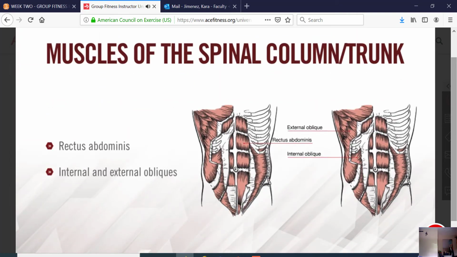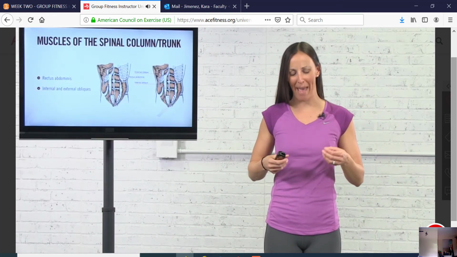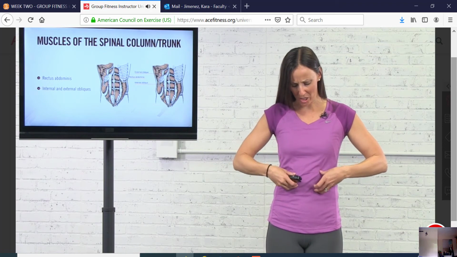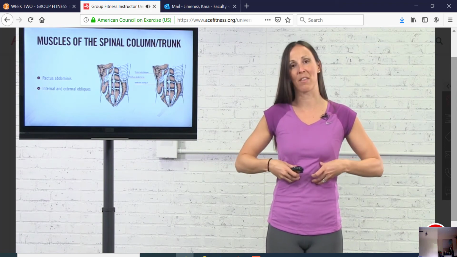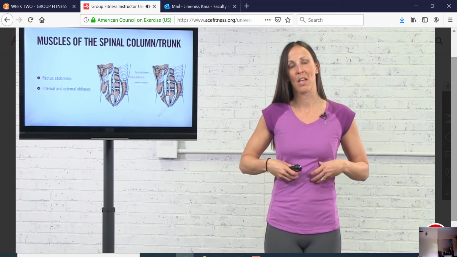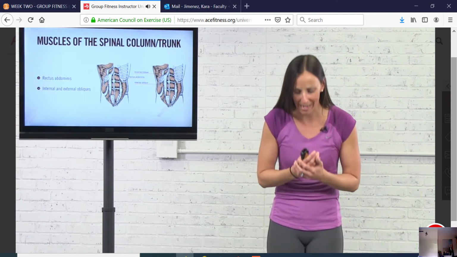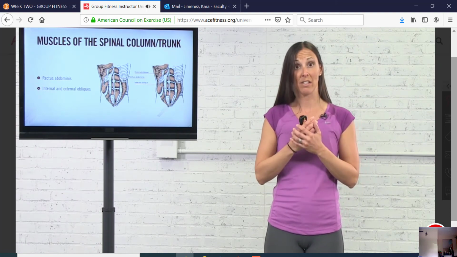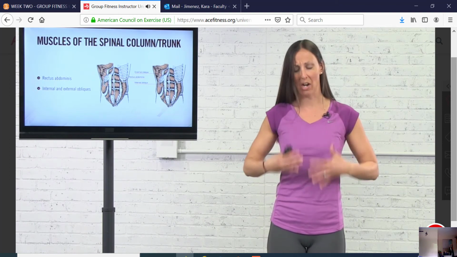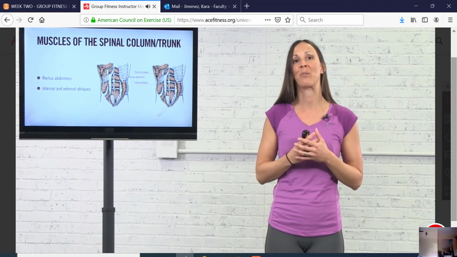Moving up to the muscles of the trunk. The rectus abdominis, sometimes known as the six-pack, is the band of muscle tissue that sits on the front side of the body. The primary movement of the rectus abdominis is to bring the body into flexion. So think our crunches are getting that muscle to fire.